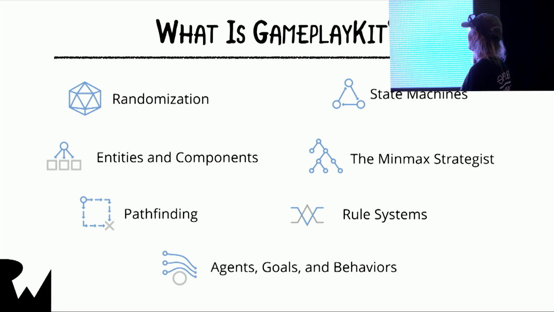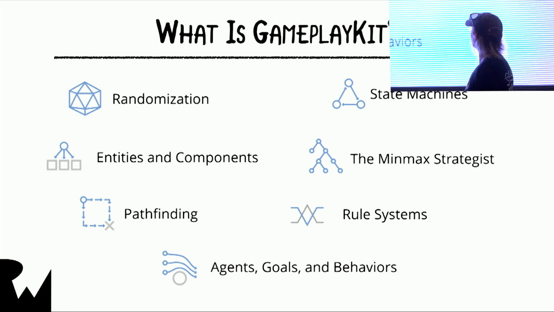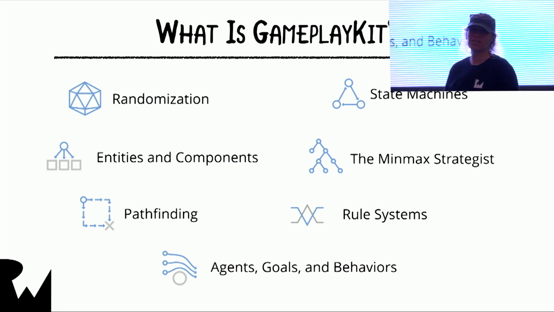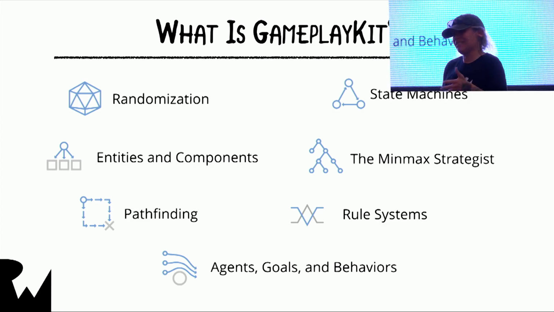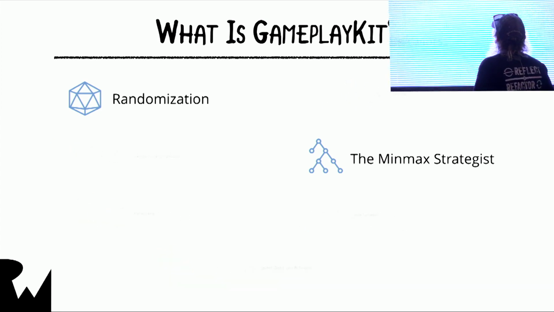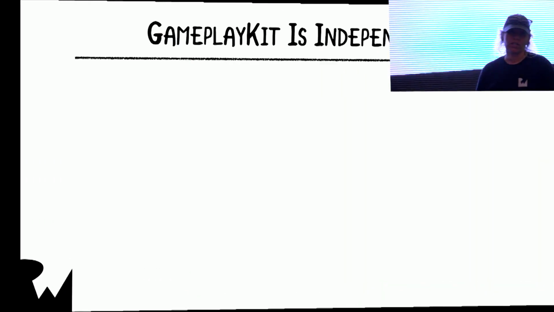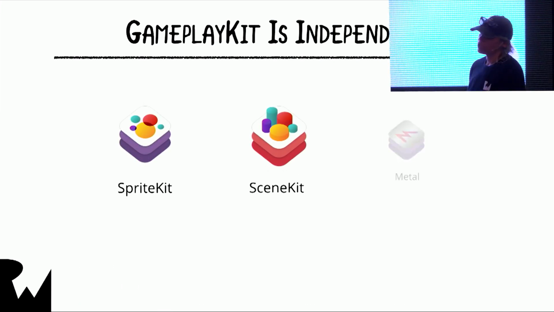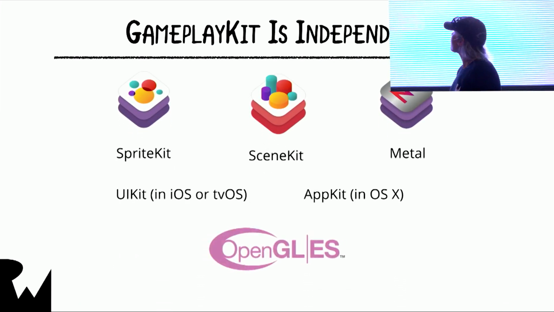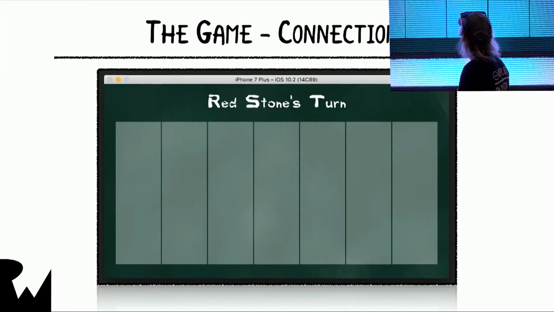And pathfinding, rule systems, agents, goals, and behaviors, not really. I mean, rule systems is about, probably not. All right, so if there's no other questions, I would strongly encourage you to jump into the lab. And I'll be here if you have questions.